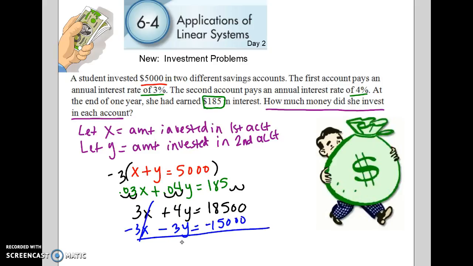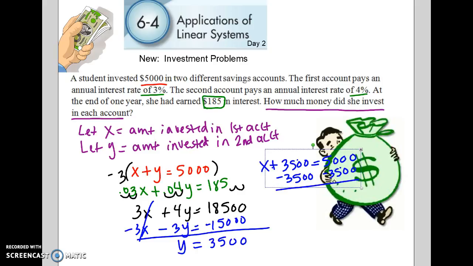Our X's cancel. I get Y equals 3,500. So that is the amount I invested in the second account. And then if I plug it back in, X plus instead of Y, I'm going to put 3,500 equals 5,000. So subtract the 3,500. And I end up with 1,500 in the first account. So 1,500 was invested in the first account and 3,500 was invested in the second account.